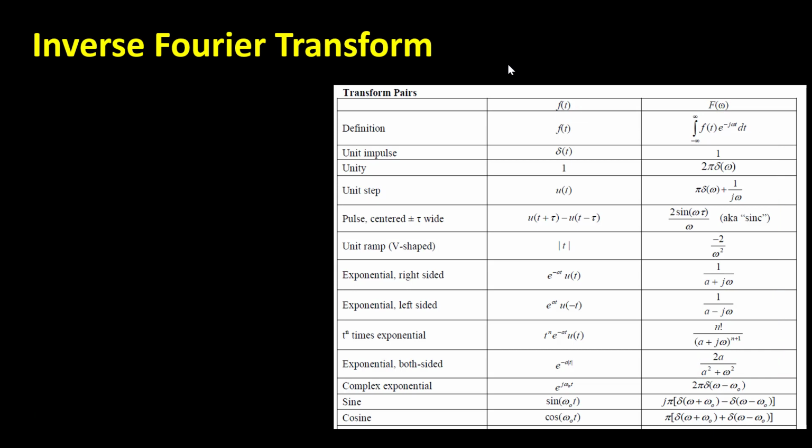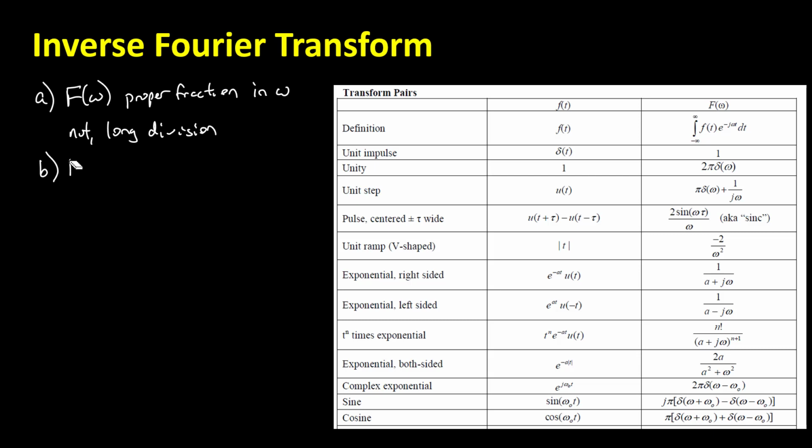Least you thought I was going to let you off that easy with just one problem for inverse Fourier transforms. Let's do another example. We said that the first step was to make sure that F of omega is a proper fraction before finding its inverse using tables. And if not, do long division first. The second step is that you may need to use partial fraction decomposition, just like you did in Laplace transforms.